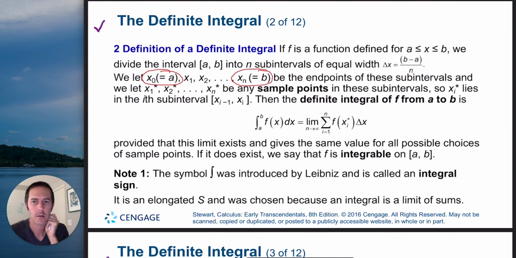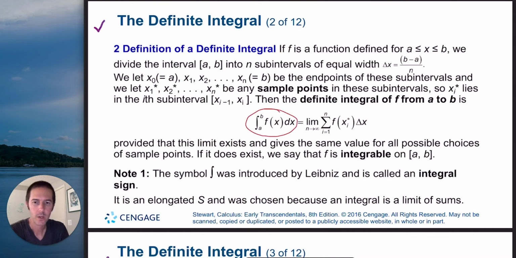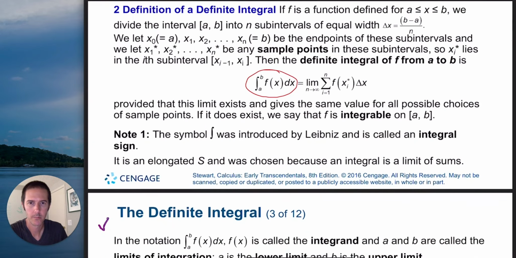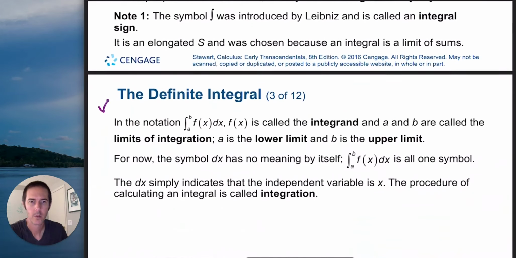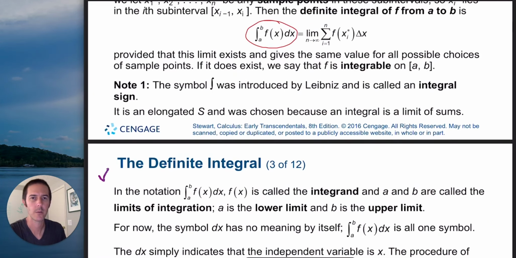Okay, and those starred x values represent sample points, and sometimes those are what we're going to be using as x values in order to plug into our function to calculate the height of each rectangle. The definite integral of f from a to b is represented using this notation, and on the next slide we get to talk in a little bit more detail about it.